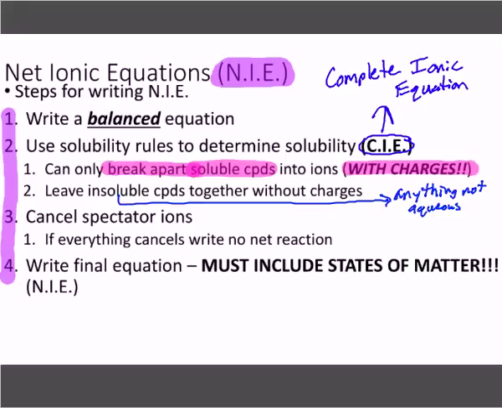Then we're going to write our final equation. Notice what it has to have. Must include states of matter. If you don't have states of matter, it's going to be wrong. From here on out, the rest of the school year, folks, until June, you have to have states of matter. And that's called our NIE, our net ionic equation.